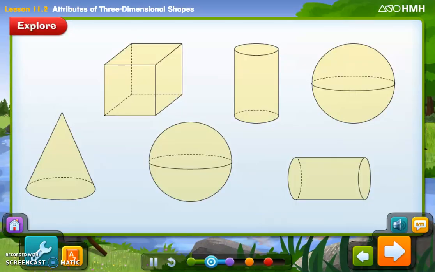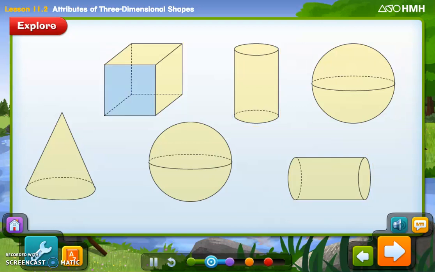Which of these shapes is a cone? Okay, so we know that this is a cone from last lesson. This is a cone. A cone has a curved surface. On one end, there is a flat circle. On the other end, there is a point. Can you find the sphere? This is a sphere. It's round and it can roll. This is also a sphere. The other shapes are cylinders and a cube.